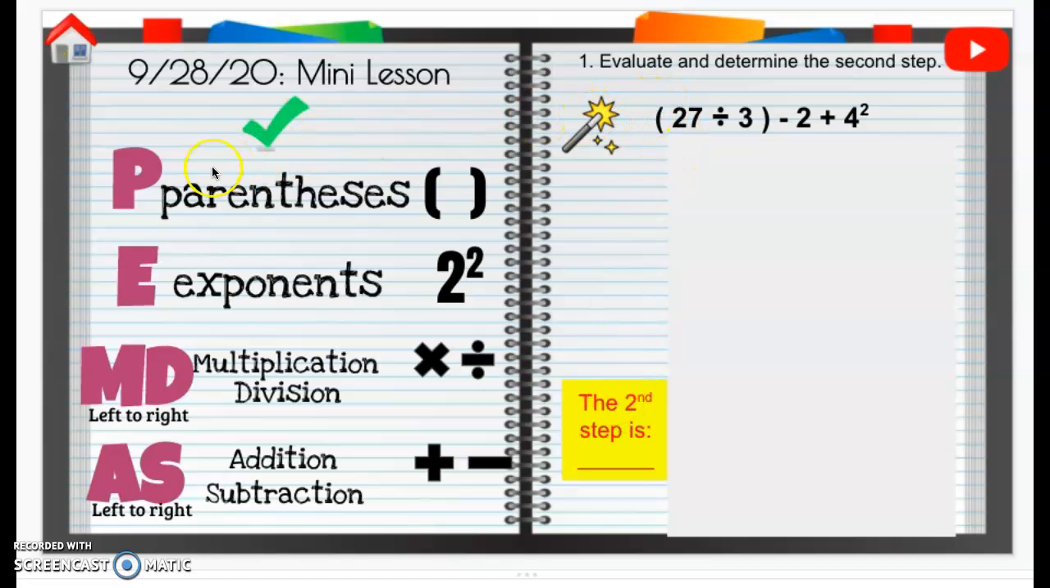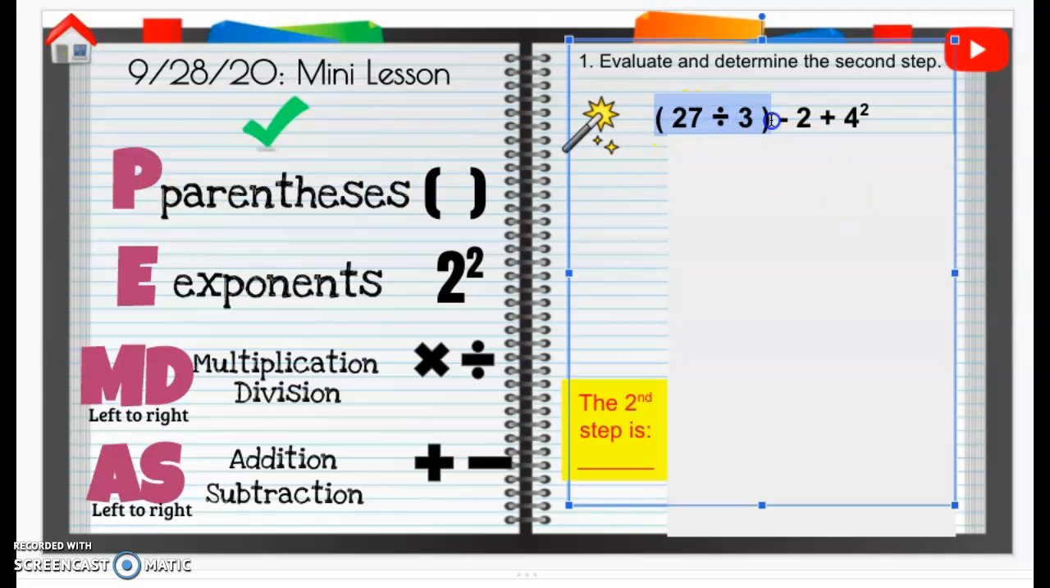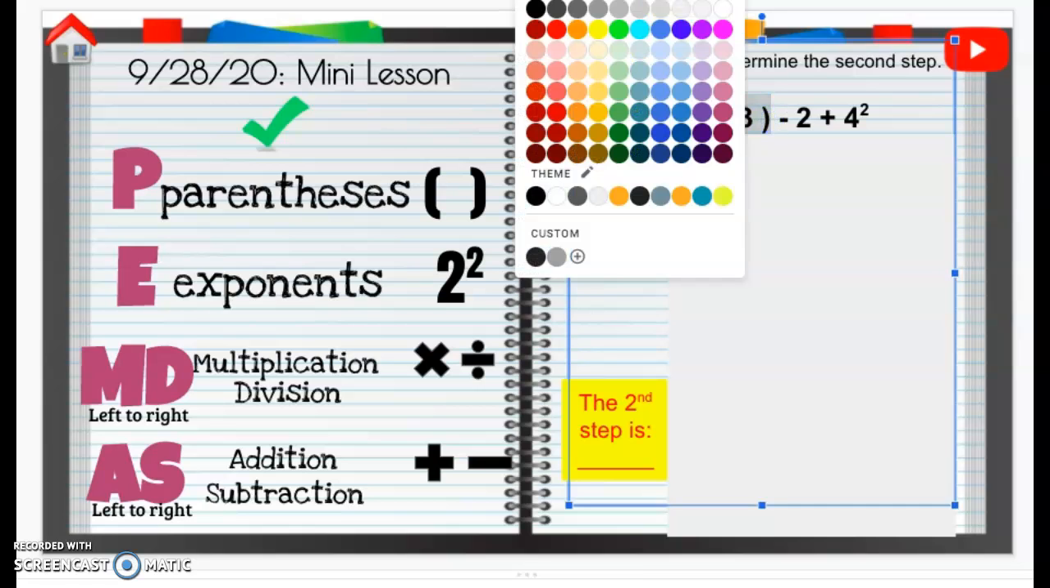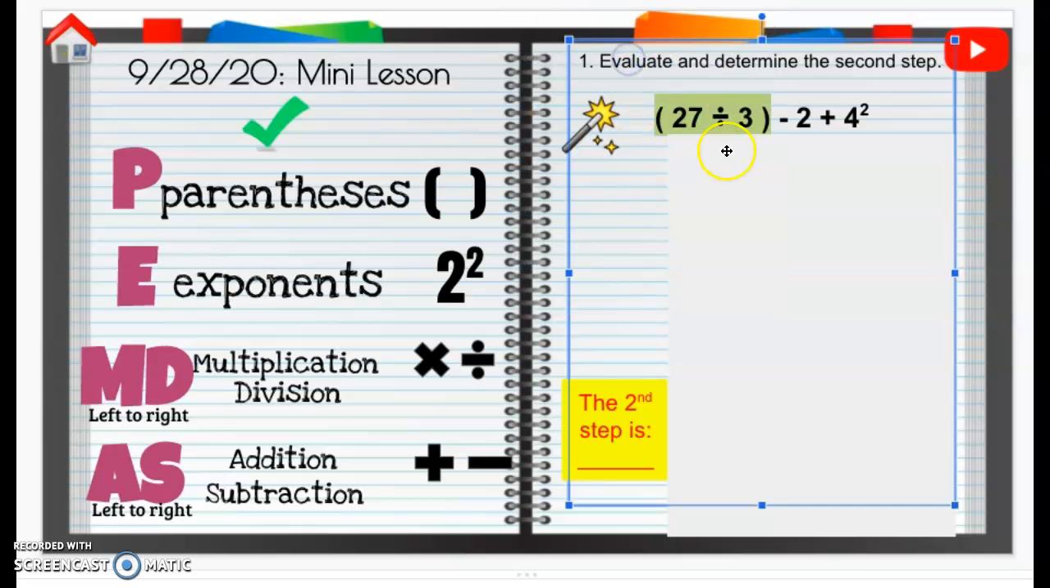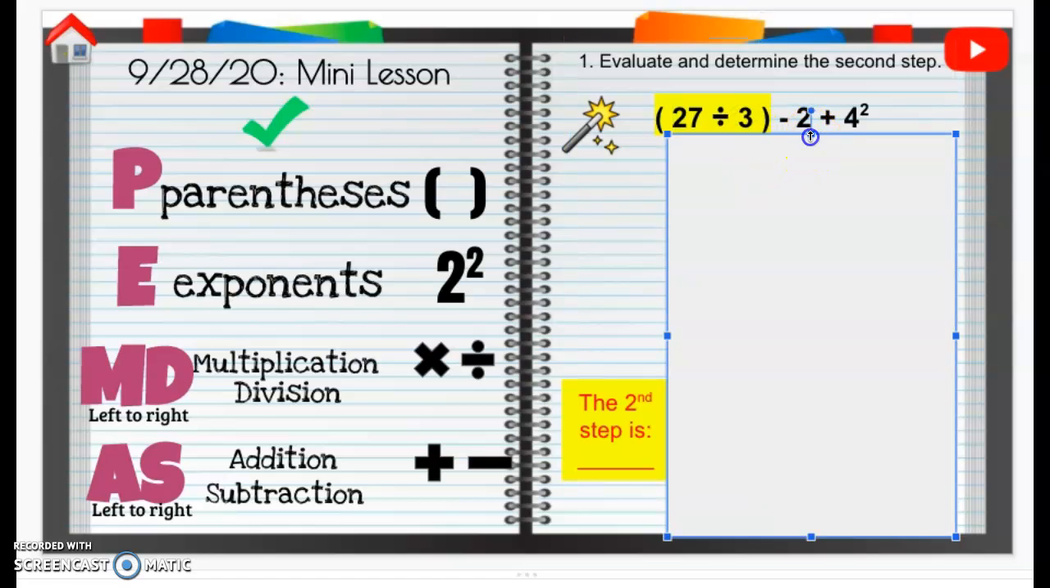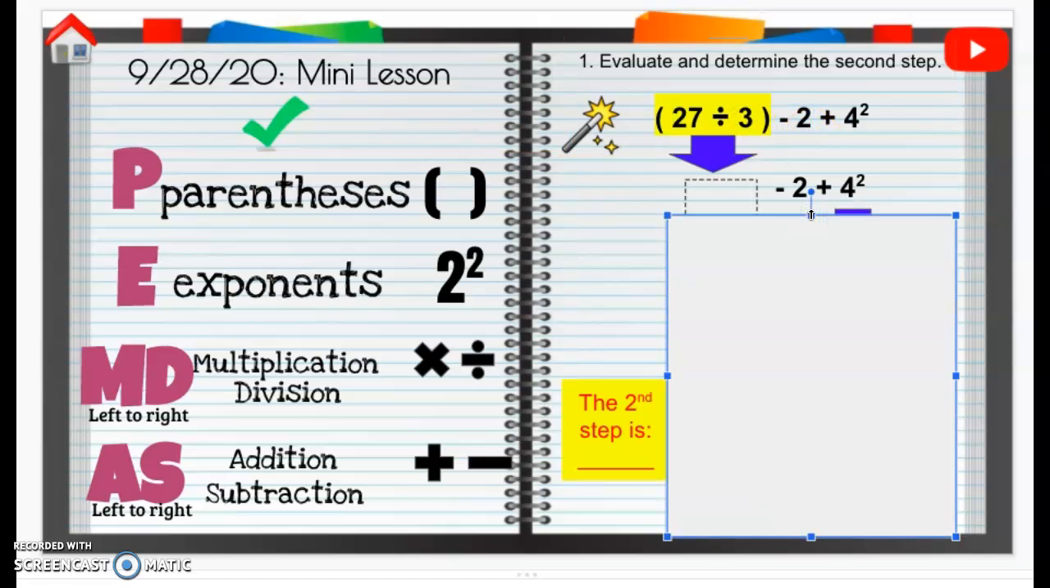So first, do we have any parentheses? Yes, we do. So those parentheses, we have to solve what is inside of those parentheses. So we are going to look inside those parentheses, 27 divided by 3. What is 27 divided by 3? What times 3 is 27? It is 9. So I'm going to put that 9 there.